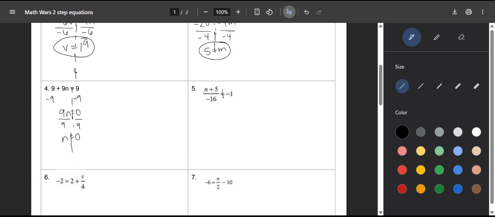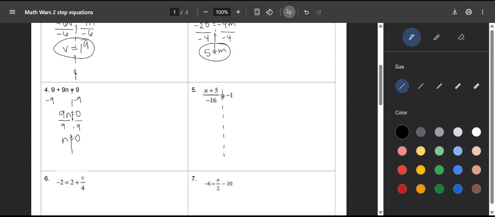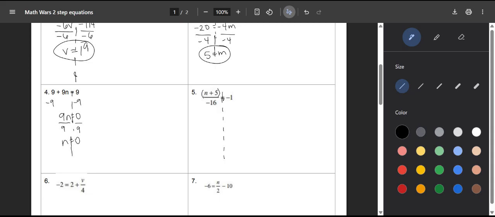Okay, so let's draw our line through our equal sign. All of n plus 5 is getting divided by negative 16. So we have to do the opposite of division in order to get that negative 16 out of there. So we're going to multiply by negative 16 and multiply by negative 16. Well, negative 16 divided by 16 is 1. So the left side is going to be n plus 5. Negative 1 times negative 16 is 16. And now I've got a one-step equation. I'm just going to subtract away my 5 and find that n is equal to 11.